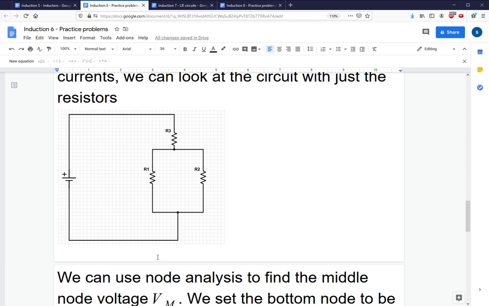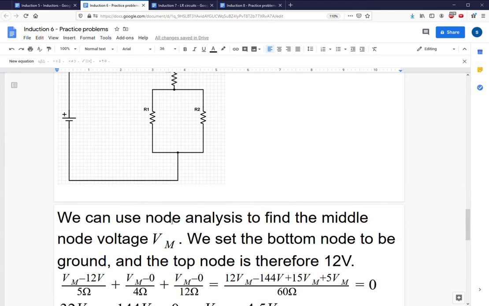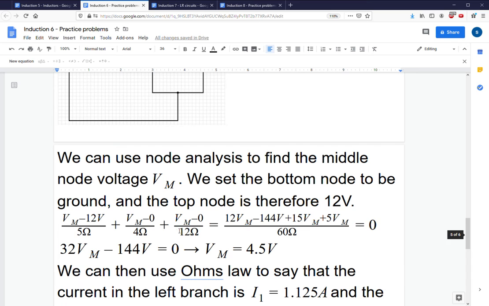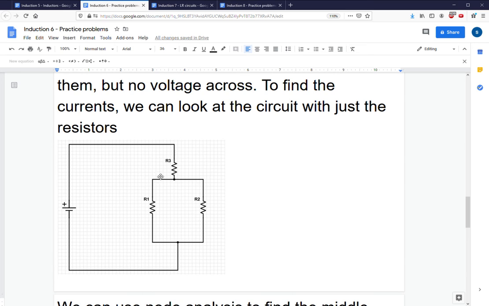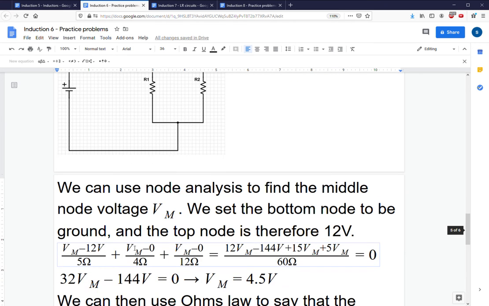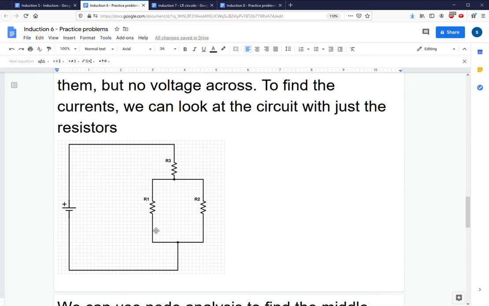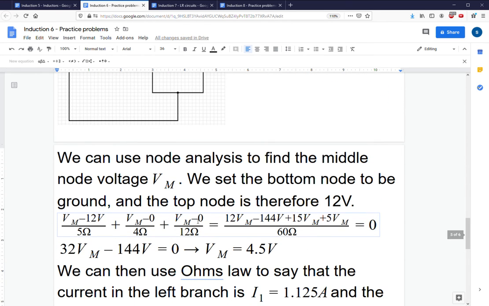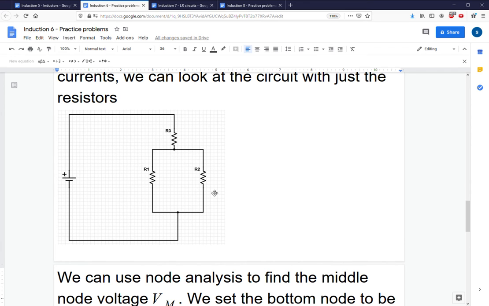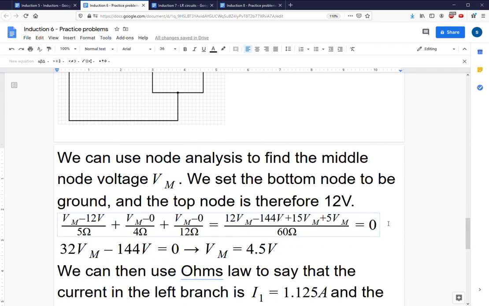Now in this circuit, if I set this node down here to be 0, because of the voltage source right here, I can say that this top node is equal to 12 volts, which means it's only this middle node that is unknown. So if we call the voltage of that middle node Vm, we can set up the Kirchhoff's current law equation as (Vm minus 12 volts) over 5 ohms, i.e. the current coming out of this branch, plus (Vm minus 0) over 4 ohms, which is the current coming out of this branch, plus (Vm minus 0) over 12 ohms, the current coming out of this branch, equals 0.